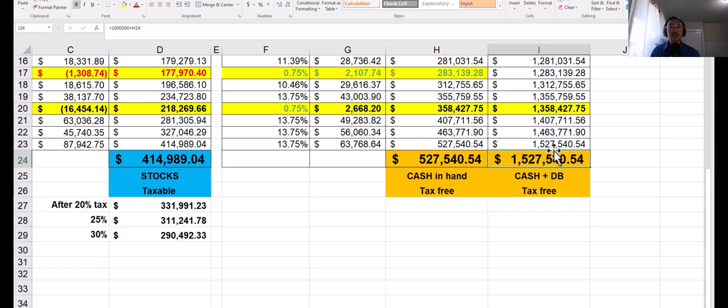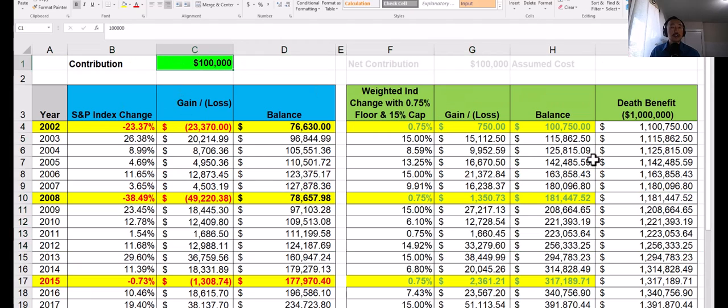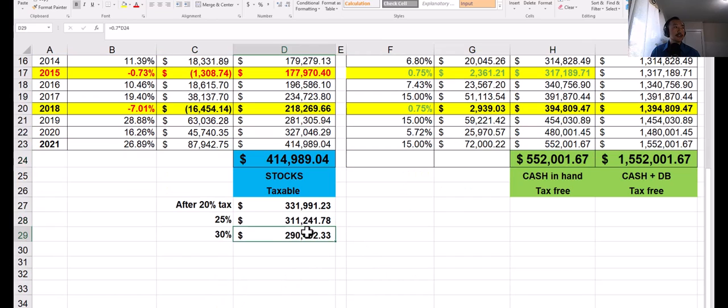Now let's see what it looks like when you use the global index rates of return instead of the S&P 500 rates of return. Same thing, we're just going to add 100,000 starting in 2002. You can see that you would end up with 552,000 cash in hand, because remember, you're saving money in a life insurance program, so you won't have to pay a capital gains tax. So would you rather have 290,000 or 552,000 cash in hand to your family? Then once you add in the $1 million death benefit, would you rather have 290,000 or 1.5 million cash in hand to your family? Comment below on what you'd rather have for your family.